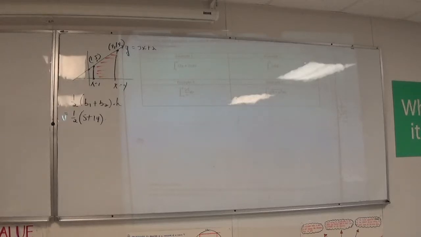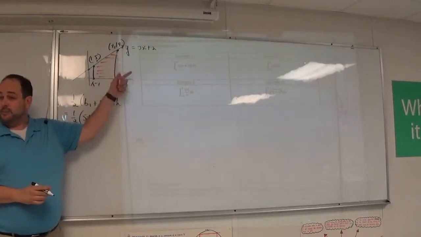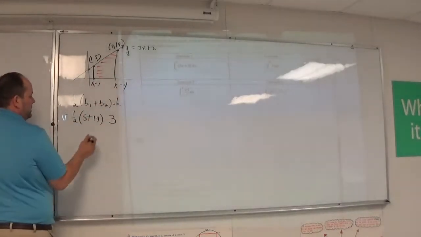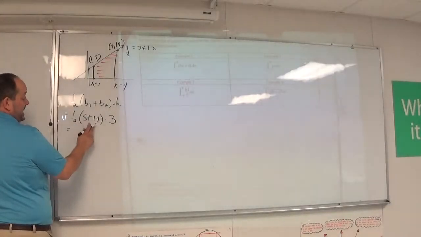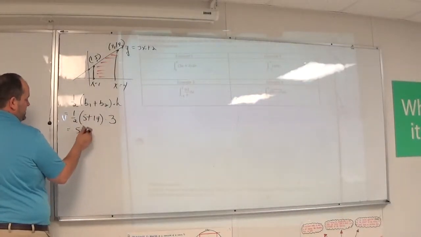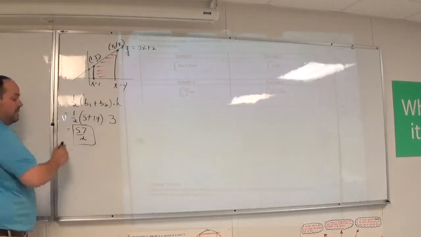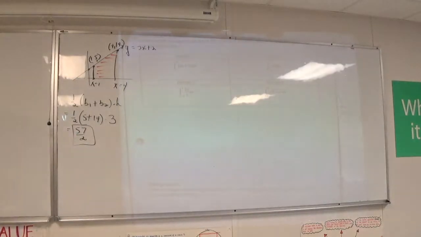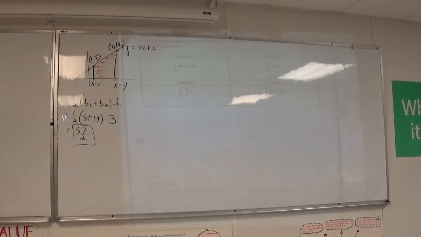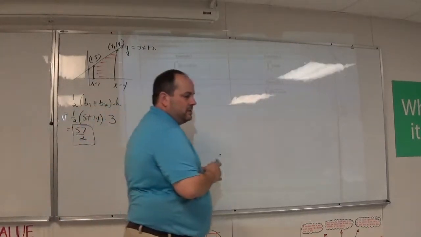When you look at this, the height is perpendicular to the bases. So this is 3. 5 plus 14 is 19. 19 times 3 is 57. If all goes well, you get 57 over 2. Did any of the friends get 57 over 2? Okay, good. Keep going. Don't let me slow you down here. Keep going.